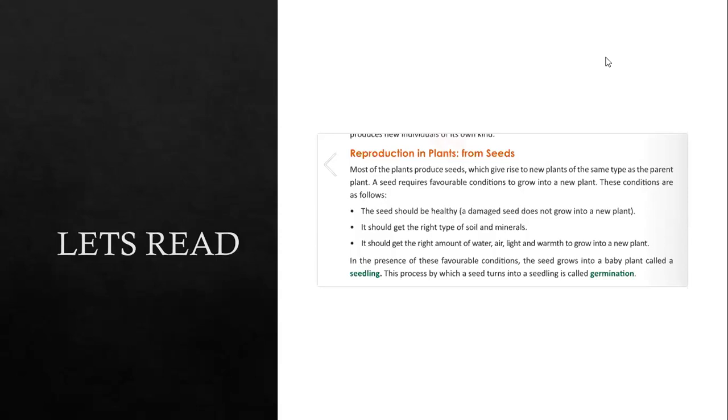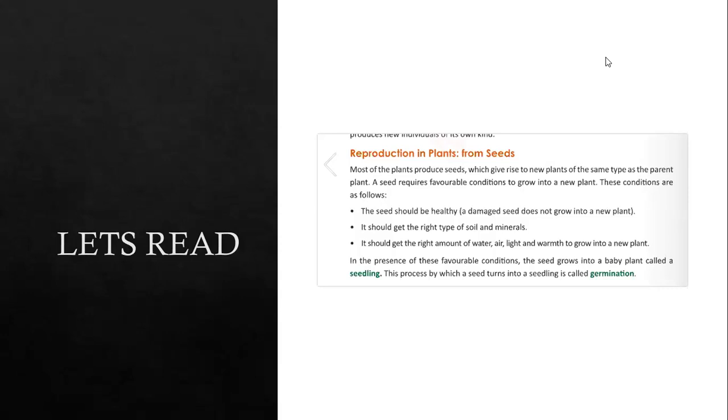Suppose we sow a seed and keep it in our home where there is no sunlight, will you be able to see the growth of the plant? We cannot. So we have to see that the plant is growing outside in the sunlight, so that it is growing fast. In the presence of these favorable conditions, the seed grows into a baby plant called a seedling.